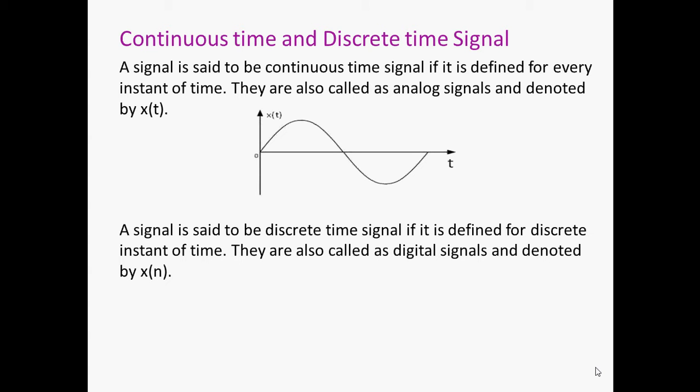A signal is said to be a discrete time signal if it is defined for discrete instants of time. They are also called digital signals and denoted by x of n. So the same sinusoidal signal drawn for discrete instants of time is said to be a digital signal.